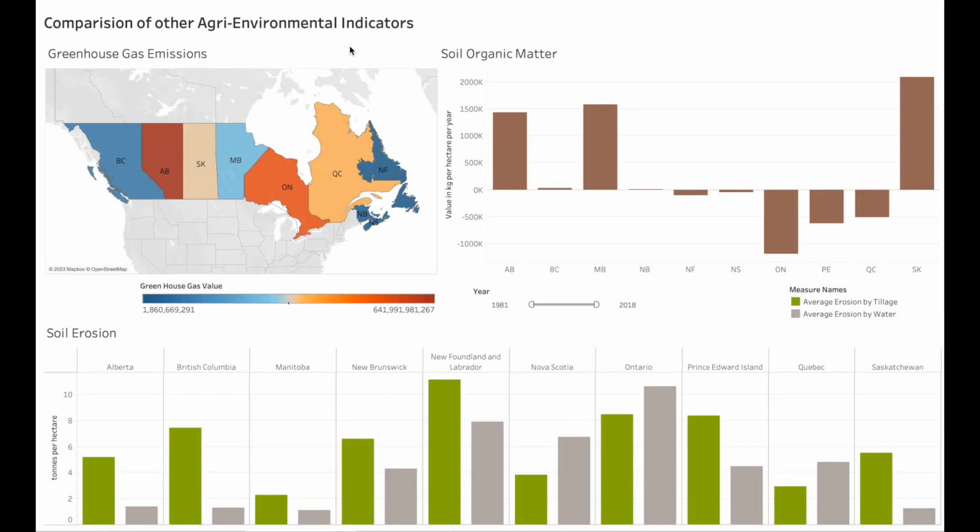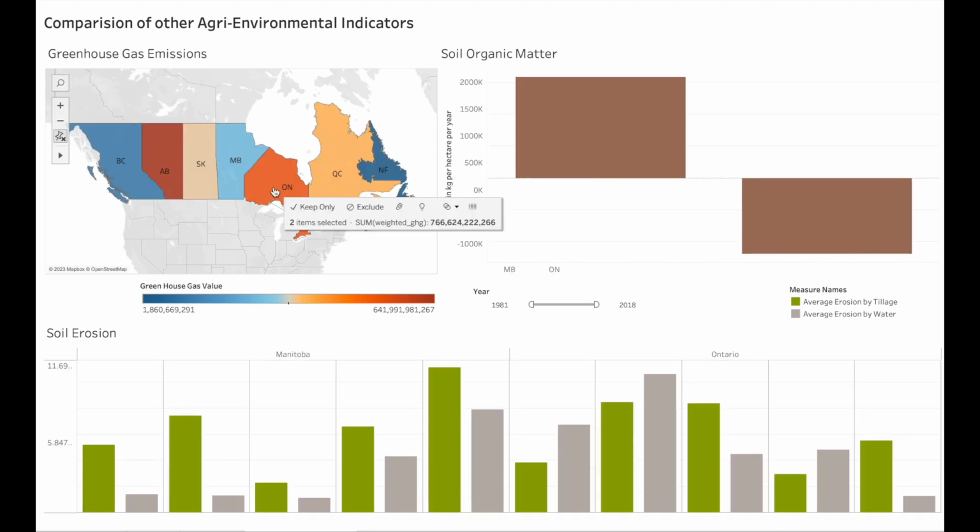The final dashboard showcases a comparative visual analysis of other critical agricultural environmental indicators among different provinces. The spatial heat map on the left shows the greenhouse gas emission across different provinces. The bar graph on the right shows the soil organic matter across the provinces. The side-by-side bar graph on the bottom helps us to visualize the average soil erosion. We can also brush and select certain provinces to compare the values.